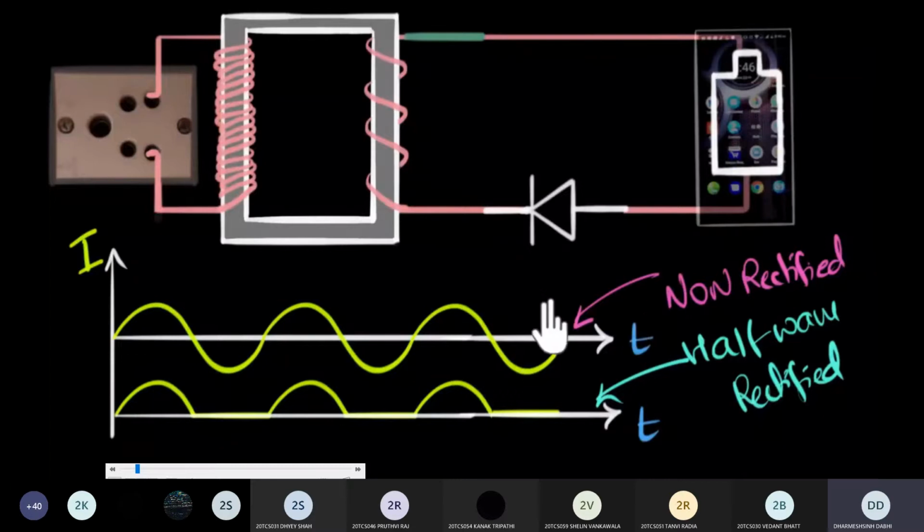In this video, we'll see how to build a full wave rectifier. In a full wave rectifier the circuit will be on all the time, switched on all the time, and still the current should flow, or the charges should flow, only in one direction through our phone. Let's see how to do that.